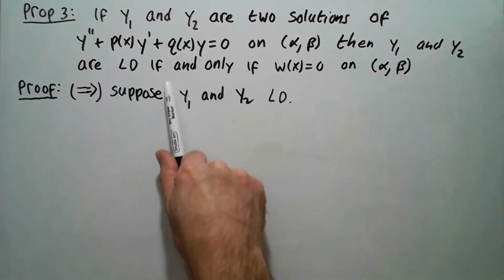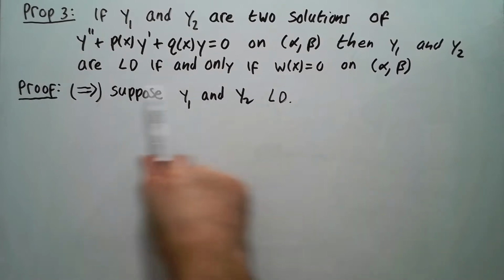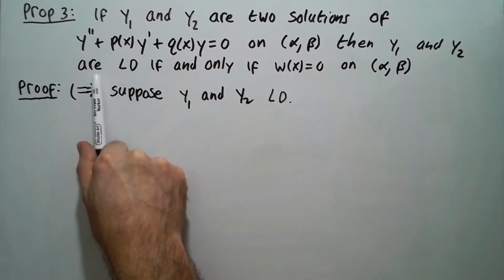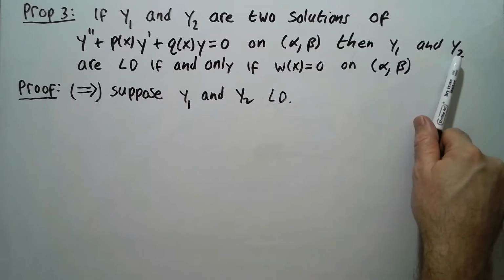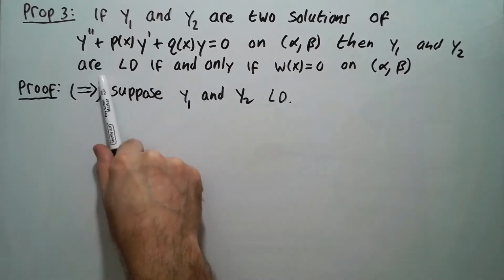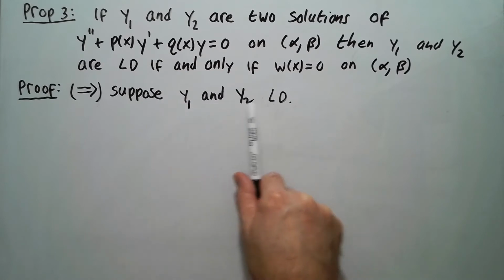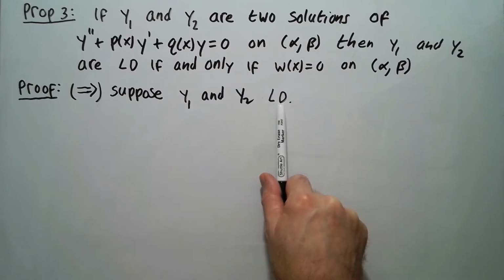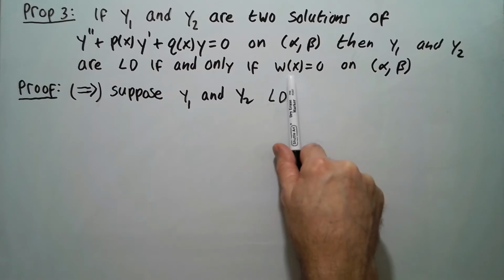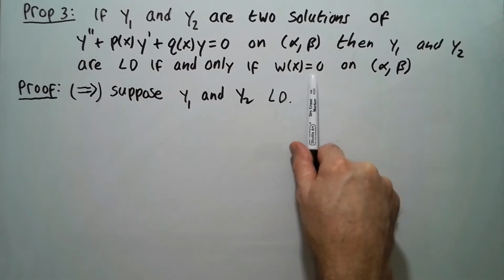Okay, so again, it's an if and only if statement. That means there's two directions to prove here. So we're going to assume that y1 and y2 are solutions of this guy up here, and they're linearly dependent. We're going to suppose y1 and y2 are linearly dependent, and we're going to show now that the Wronskian is 0.